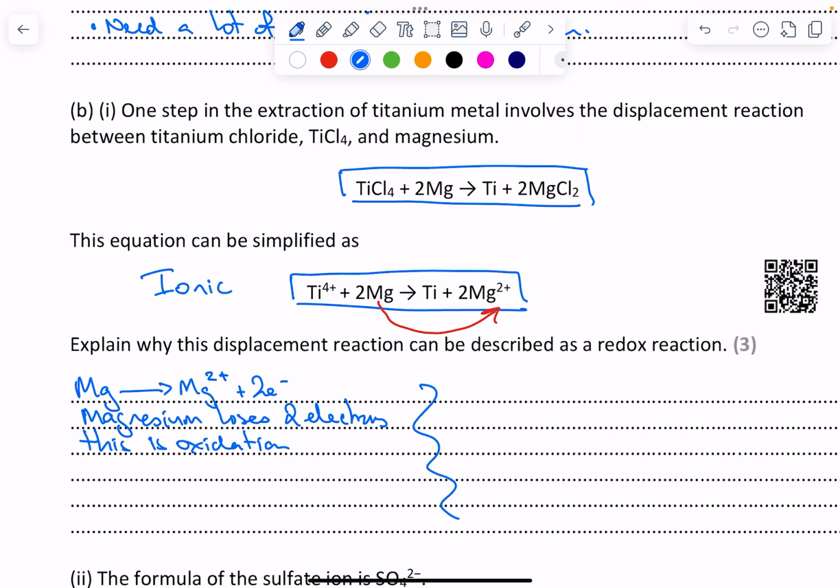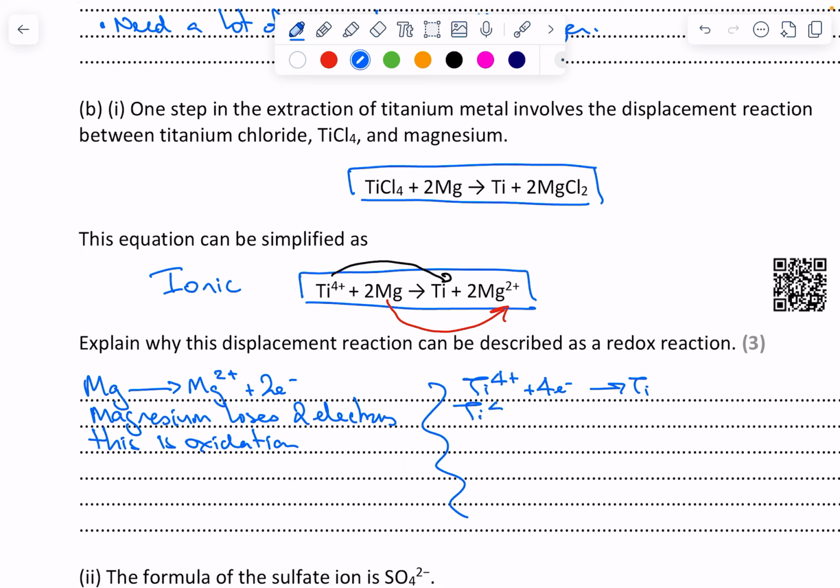Okay. If we look at the opposite for titanium, so titanium's gone from a 4+ to just titanium. So how do I take something that is 4+ and turn it into something that is just Ti with no charge? We have got to add 4 electrons. So here we can say that the Ti4+ gains 4 electrons. If you're gaining electrons, this is reduction.